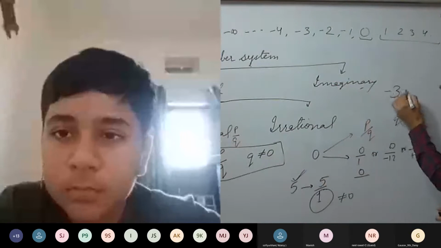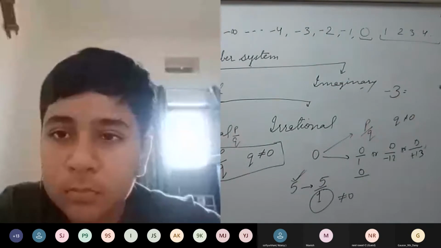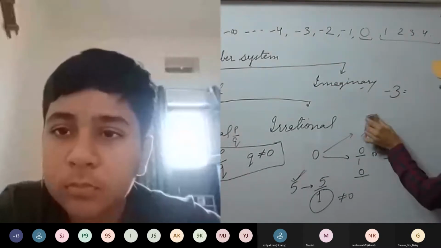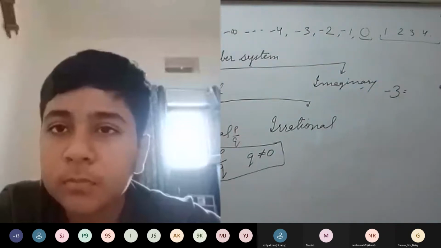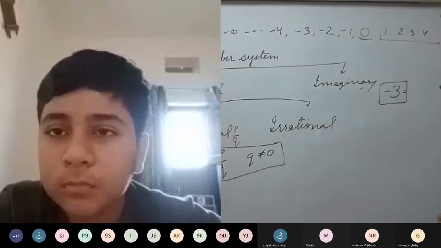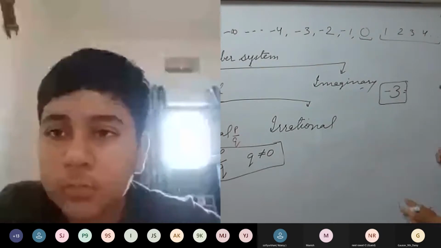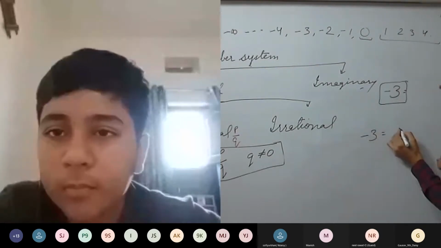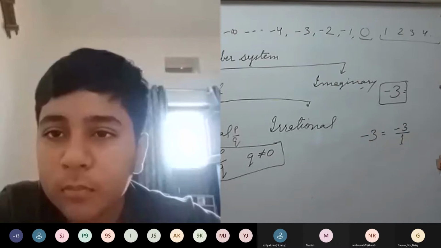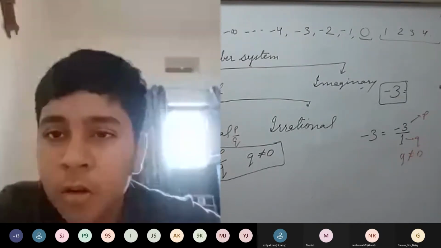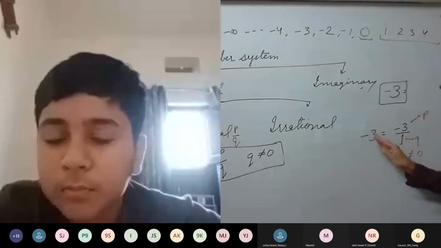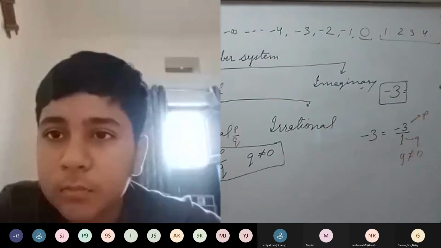Or minus 3. Is minus 3 a rational number? Yes, minus 3 is a rational number. We can represent it in the form of p by q. Minus 3 can be written as minus 3 divided by 1, in p by q form, where q is not equal to 0. That is, 1 is not equal to 0. So we can say these numbers are rational numbers.